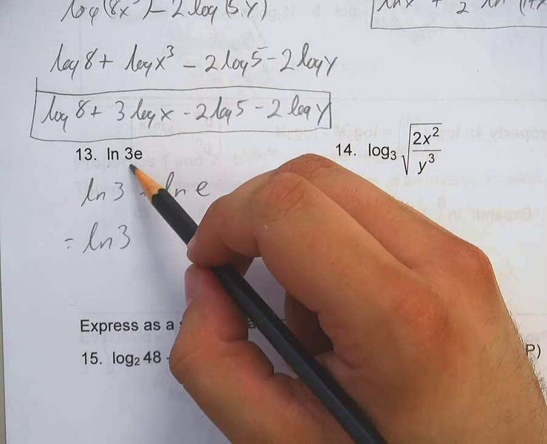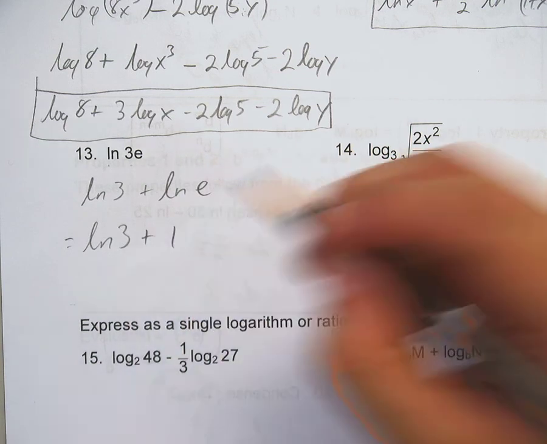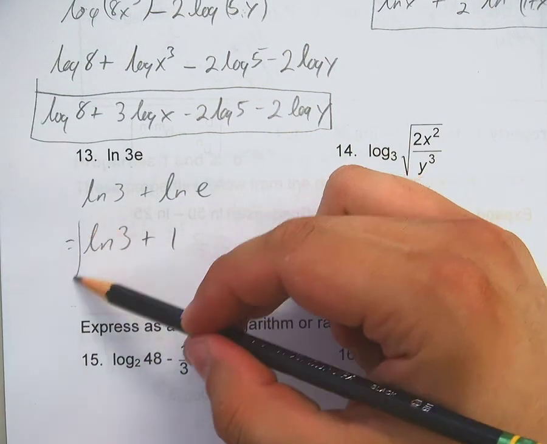That's the natural log of 3. And the natural log of e, we all know is 1. Yay!